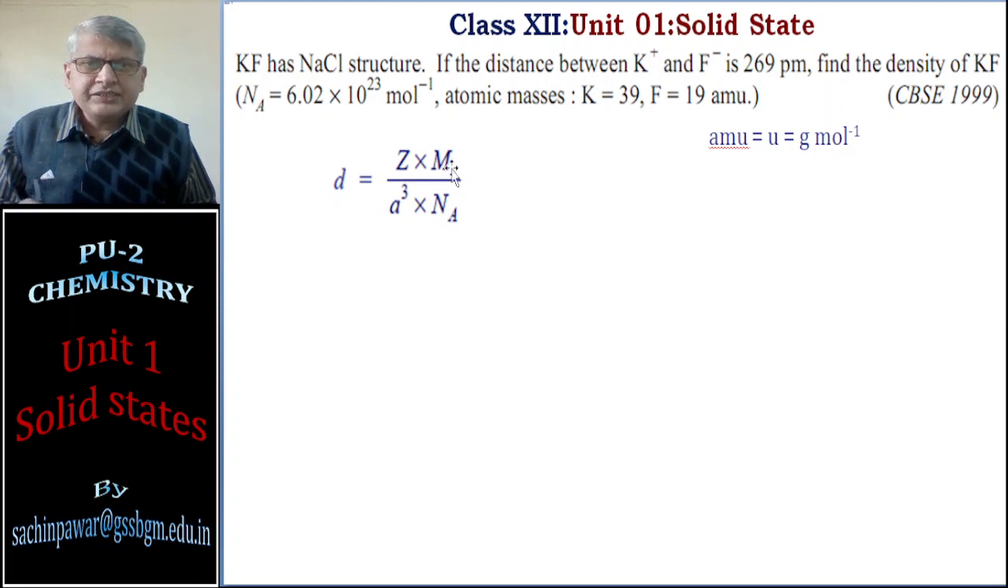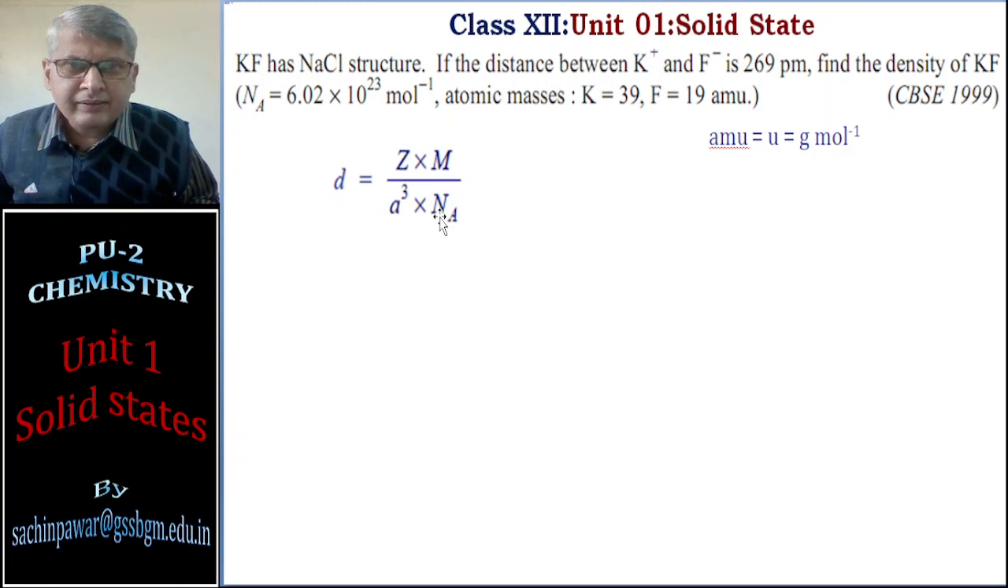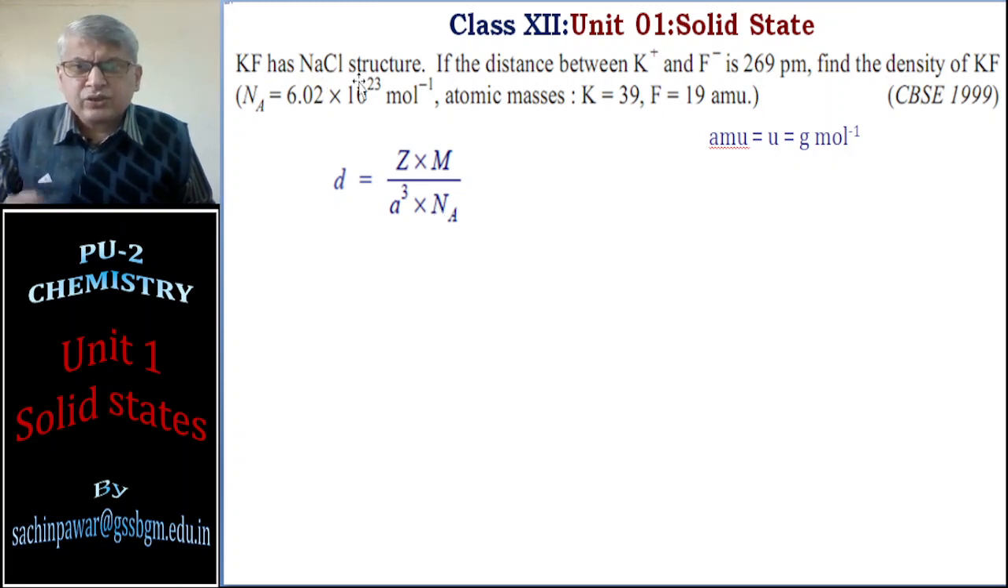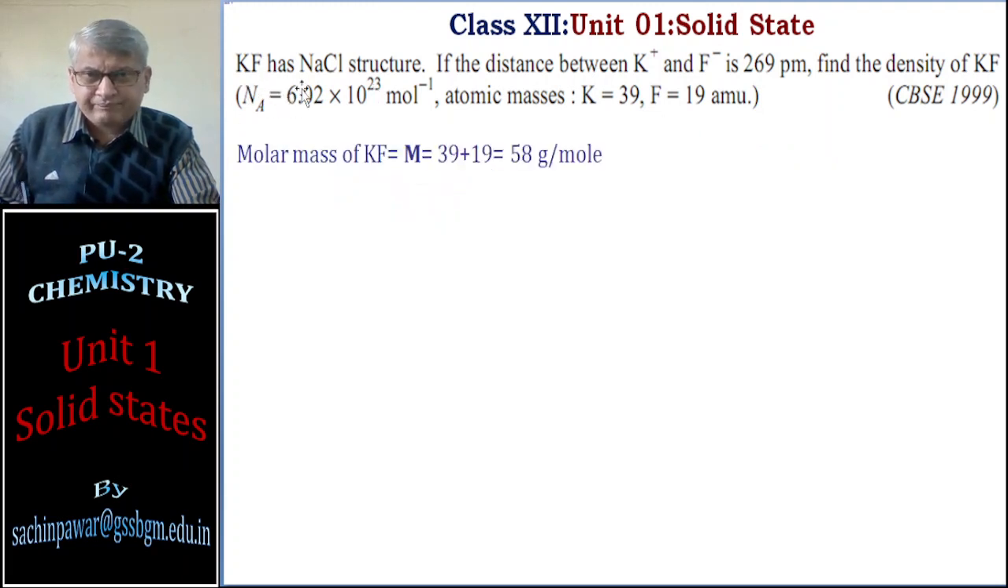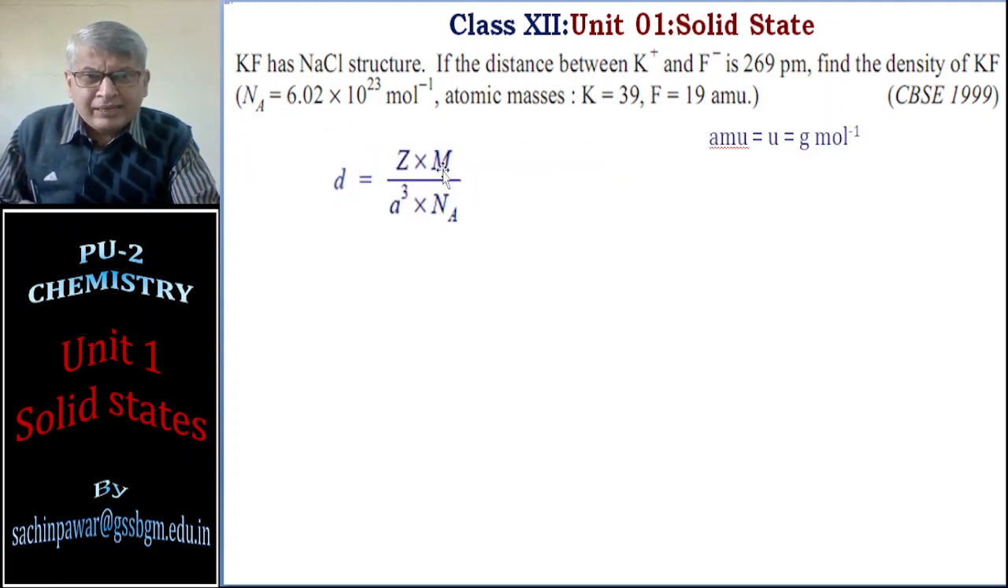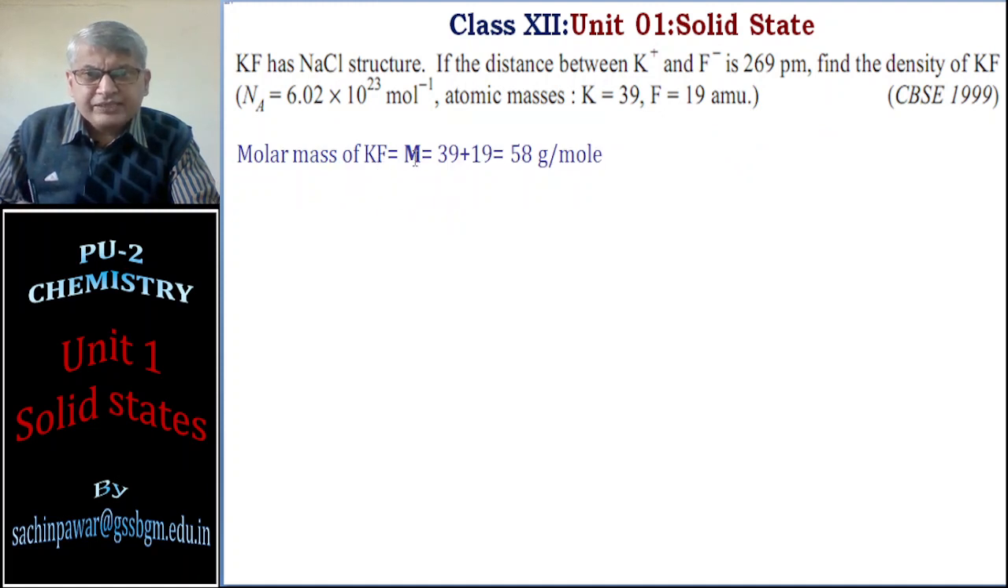Now they have asked me to find out density, so the formula is Z into capital M upon A cube into Na. Here they have given that KF has a structure of NaCl, and you know NaCl is a standard example of face centered cubic system, and therefore KF is having a face centered cubic system. We require molar mass, so we'll calculate it. Molar mass of KF is the sum of the atomic masses, that is 39 plus 19, that is 58 grams per mole.